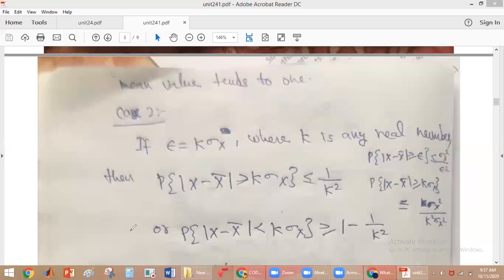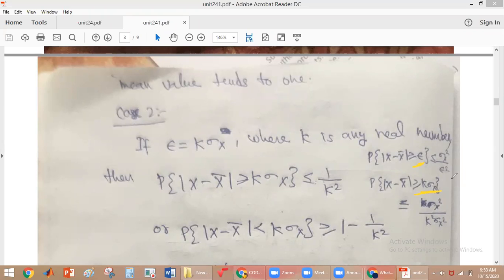See the second case here. In the second case, epsilon is equal to k sigma x, where k is a real number. From the Chebyshev inequality, we know that the probability of |x minus x bar| greater than or equal to epsilon can be written as sigma x square by epsilon square. Now we substitute epsilon as k sigma x. So the probability of |x minus x bar| greater than or equal to k sigma x is equal to sigma x square by k square sigma x square. Sigma x square will get cancelled, so we will have 1 by k square.